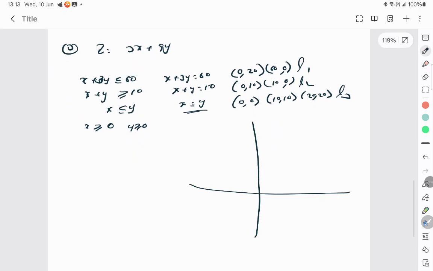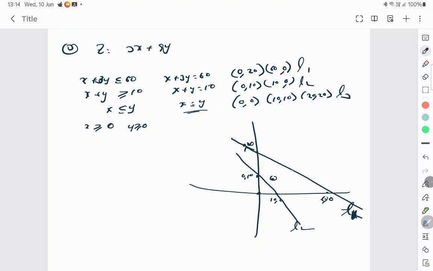So then just draw these 3 lines here. The point 0, 10 is here, and 10, 0 is here. Connect them, you get your line 2. The point 0, 20 will be here and 60, 0 will be here. Just join these, you get your line 1. Then 0, 0, 10, 10, and 20, 20 give a line passing through the origin. This is line 3.